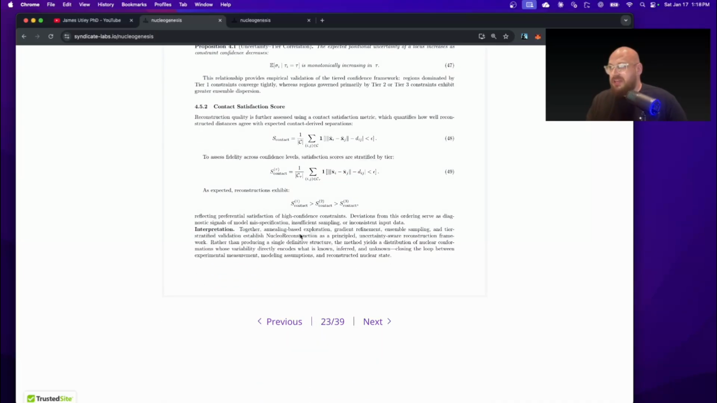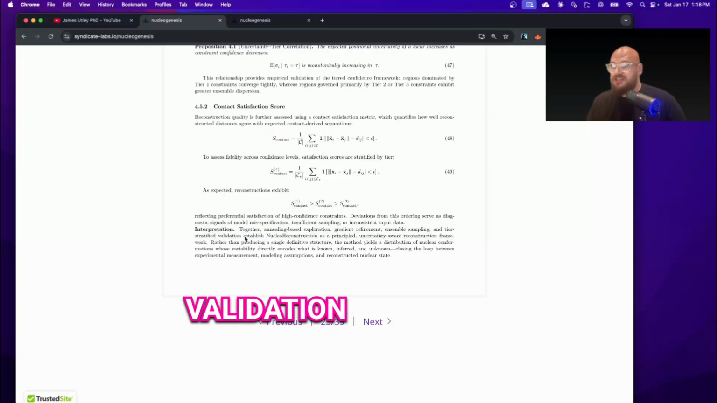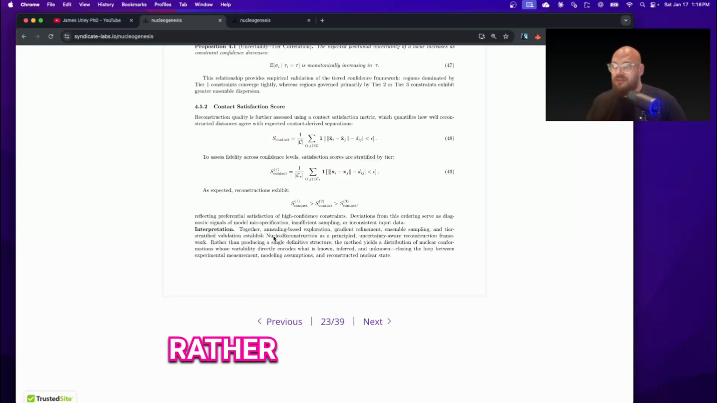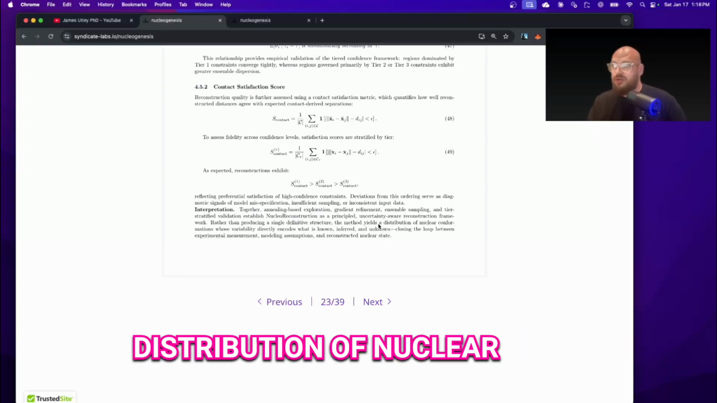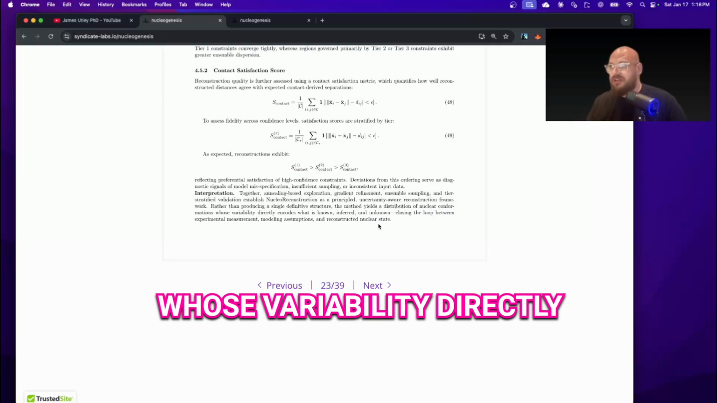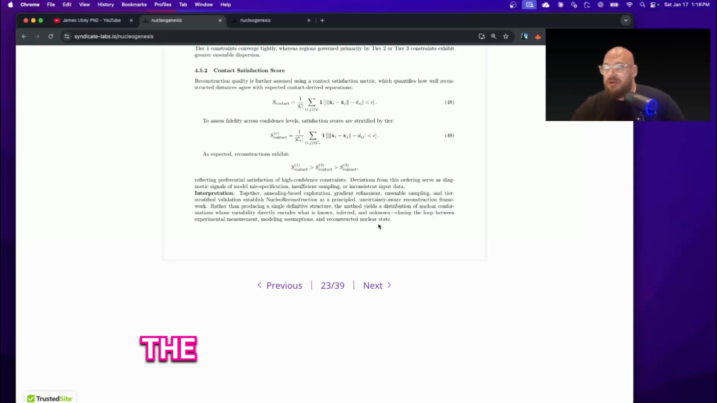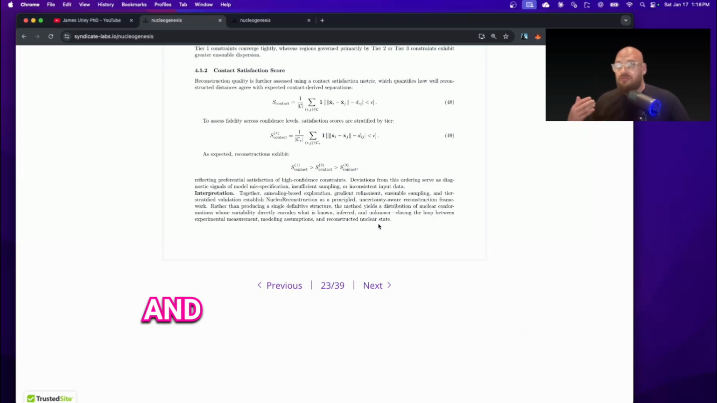Together, annealing-based exploration, gradient refinement, ensemble sampling, and tier stratified validation establish nuclear reconstruction as a principled, uncertainty-aware reconstruction framework rather than producing a single definitive structure. The method yields a distribution of nuclear conformations whose variability directly encodes what is known, inferred, and unknown. Closing this loop between the experimental measurement, the modeling assumptions, and the reconstructed nuclear state is all what it's about.